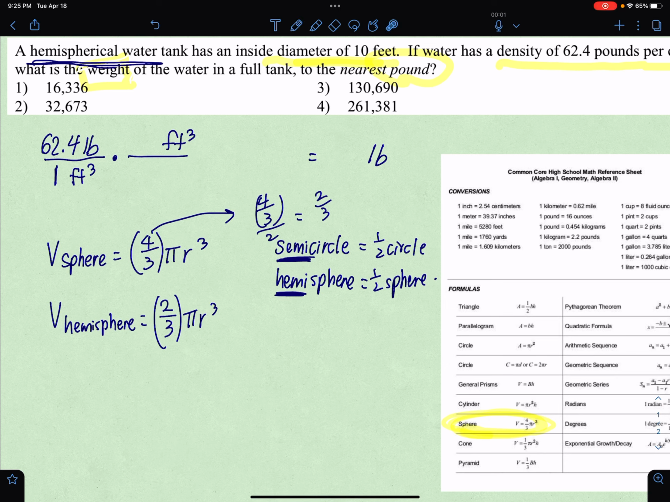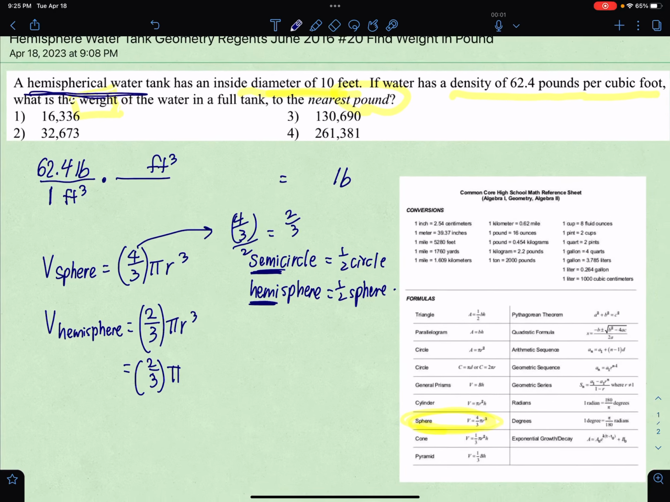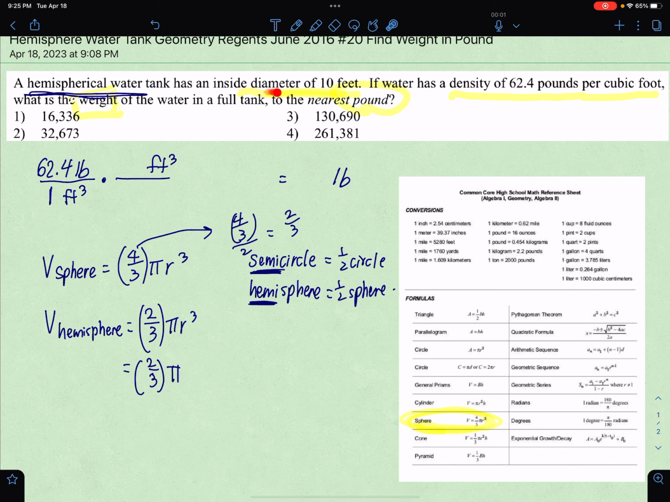So now let's continue. Going back to the question, we wanted to cancel the cubic feet, so we're finding the volume of the hemisphere. So here we have 2/3 pi, and then the radius. They didn't give us the radius, they gave us the diameter. So if the diameter is 10 feet, that means the radius is half of 10, which is 5 feet. So now let's plug that in, 5 to the 3rd power.